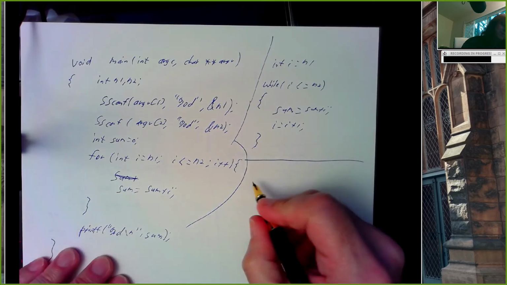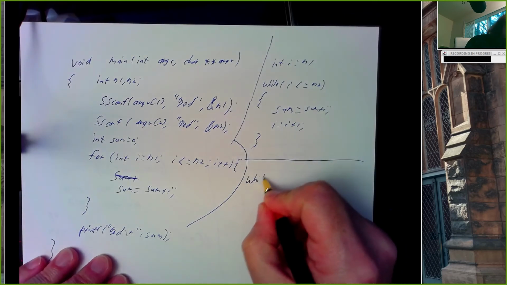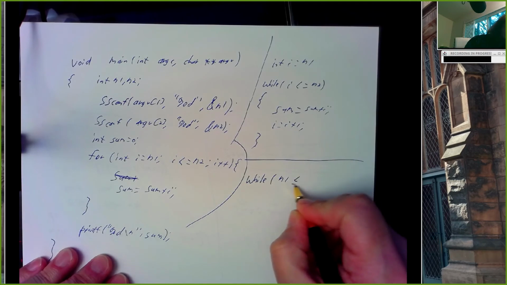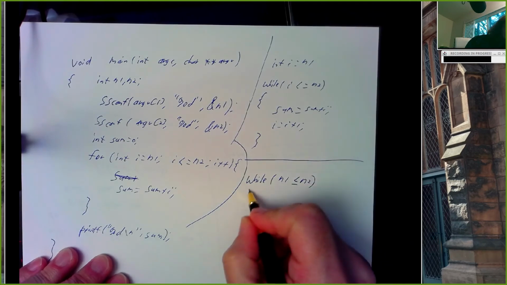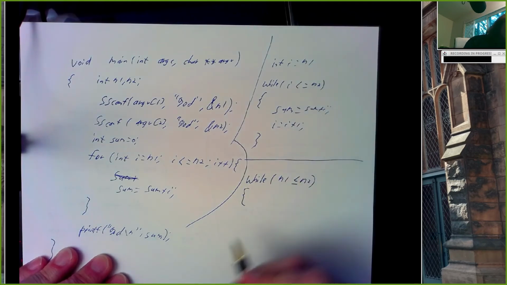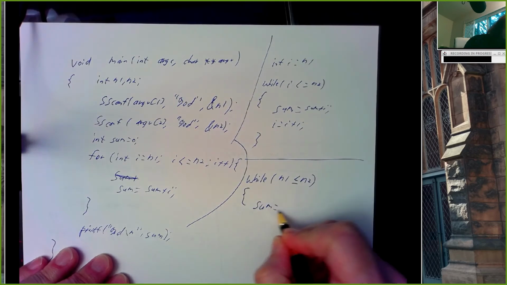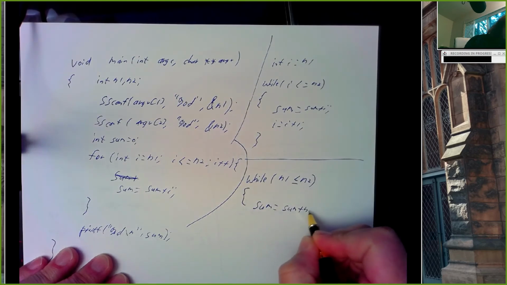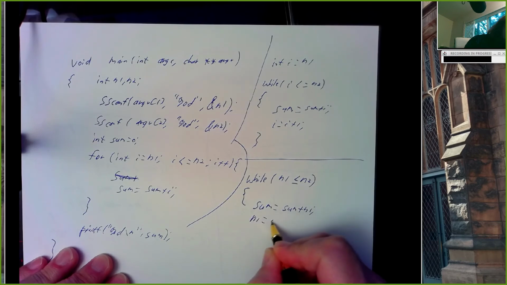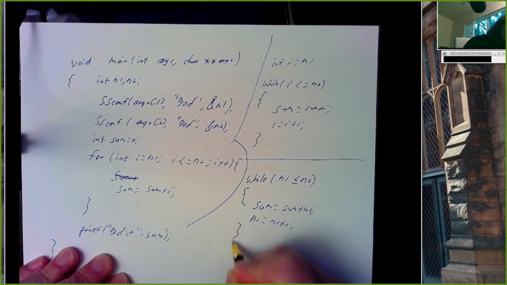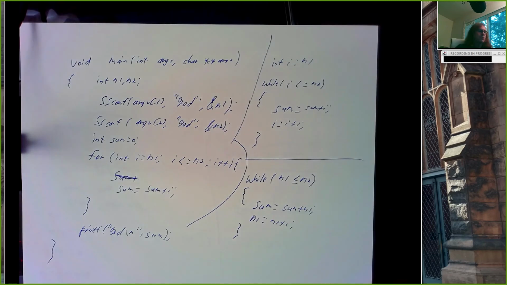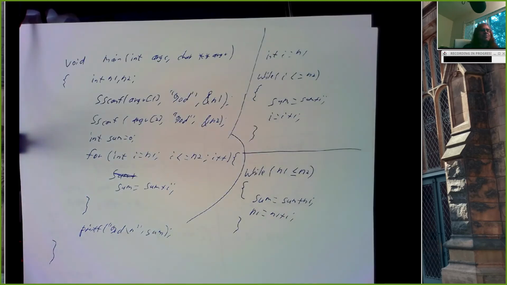You could also do something like this. While n1 is less than or equal to n2, that's a less-than-or-equal sign, sum equals sum plus n1, n1 equals n1 plus 1. Now this changes the value of n1, but we don't really care because it's just a local variable. And it's just using n1 directly instead of copying it into i. Same thing. So lots of versions of this that'll work really well.